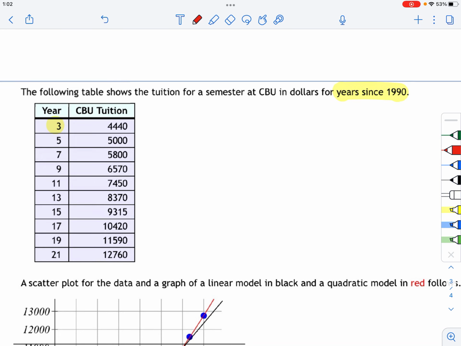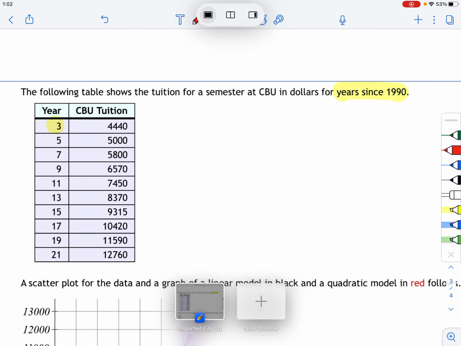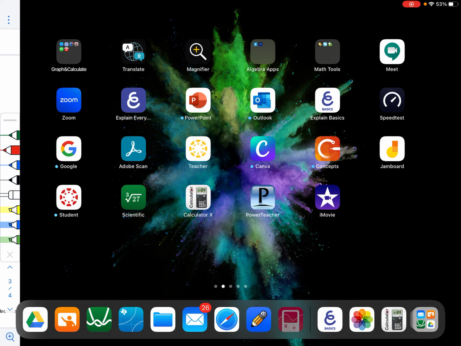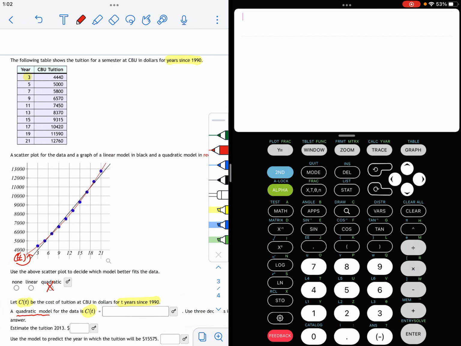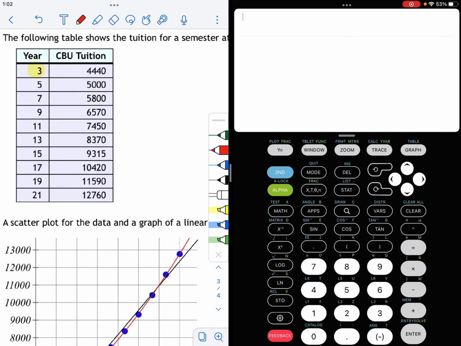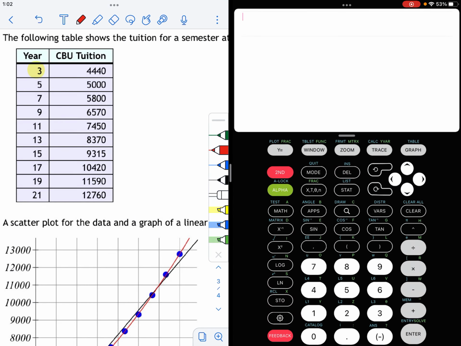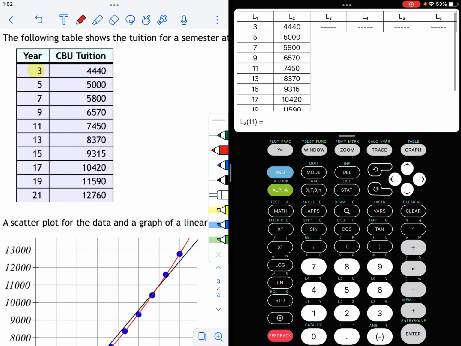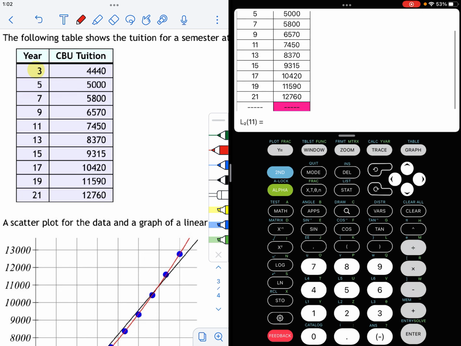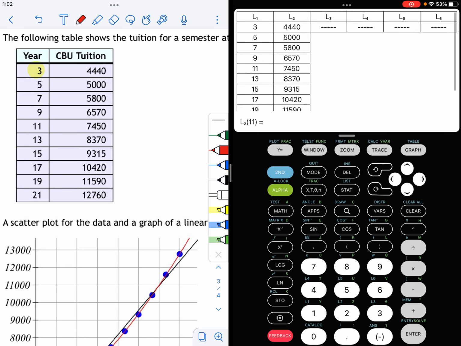So here are the basic steps. We're going to get out our calculator. All right, so we got our TI-84 here. Anyways, what we're going to do here is graph this. We're going to go to Stat, and then we go to Edit, and we're going to get our list. I've already entered our list for the sake of time. We're going to enter all those into List 1 and List 2, the years and the tuition.